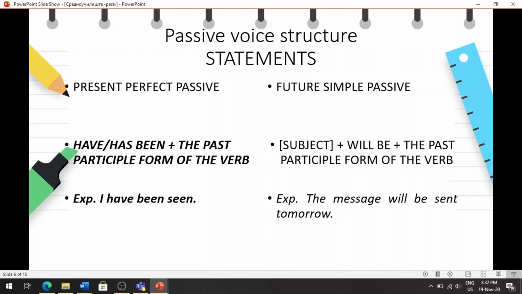Now let's see how we form passive voice. Present perfect passive is formed with have or has and been plus the past participle form of the verb. For example, I have been seeing. And in future simple, the passive is formed with will be plus the past participle form of the verb. For example, the message will be sent tomorrow.